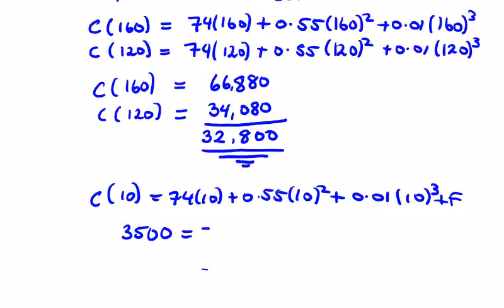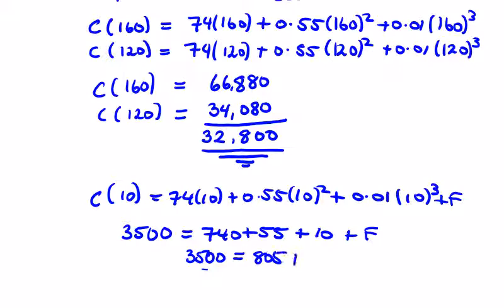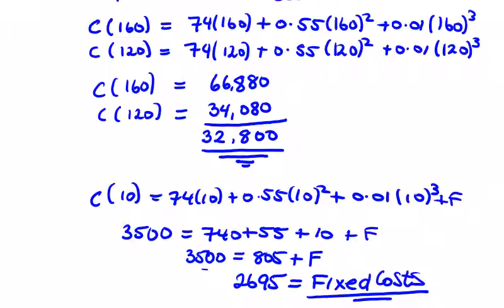So 3,500 is 740 plus 5, moving the decimal 2 places, plus 10, moving the decimal 3 places, plus f. So 3,500 is equal to 805 plus f. So 3,500 take away 805 is 2,695, which is equal to the fixed costs. Pretty straightforward question, even though there's a huge amount of information given. It's always a sign when they dress up the question with loads of words that it's always a lot easier than it seems.